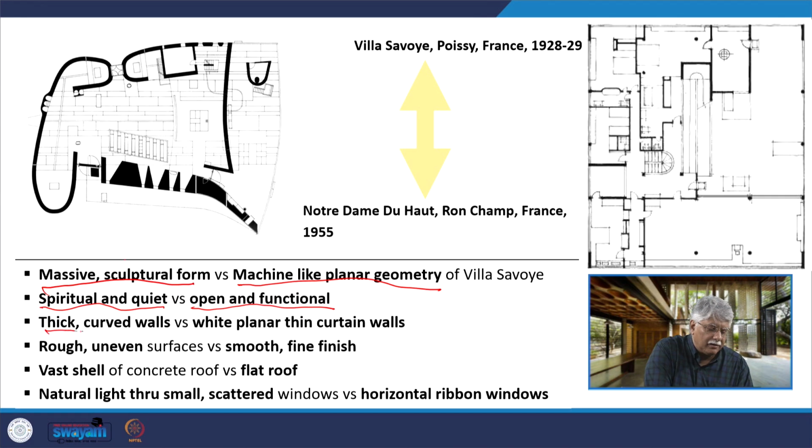Ronchamp has thick curved walls, Villa Savoye has wide, planar and thin curtain walls. Ronchamp has rough and uneven surfaces, Villa Savoye has a very smooth and fine finish. Ronchamp has a vast shell of a concrete roof, while Villa Savoye has a flat roof. There is natural light coming through small and scattered windows in Ronchamp, whereas there is a horizontal ribbon window, part of his five points of a new architecture, in the Villa Savoye.